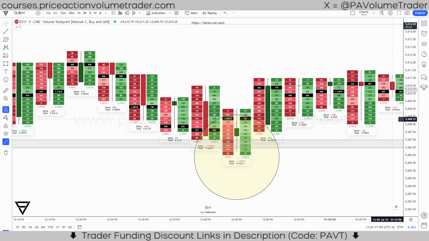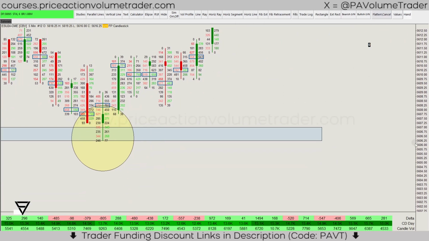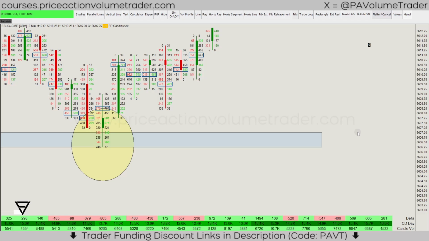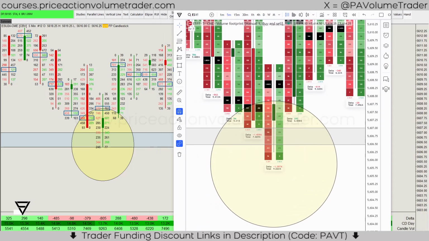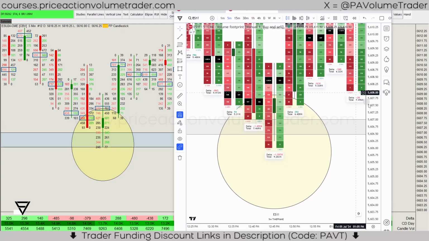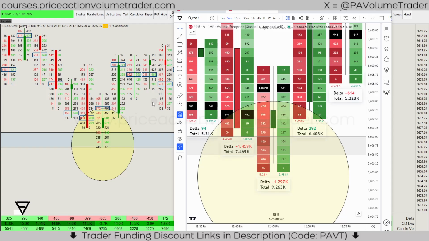So now let's zoom in and put this side by side again. And there we have this candlestick. You can see on TradingView we had a delta of minus 1,297, and then over here minus 805. The point of control is one tick lower on Sierra Chart, and one tick higher on this.